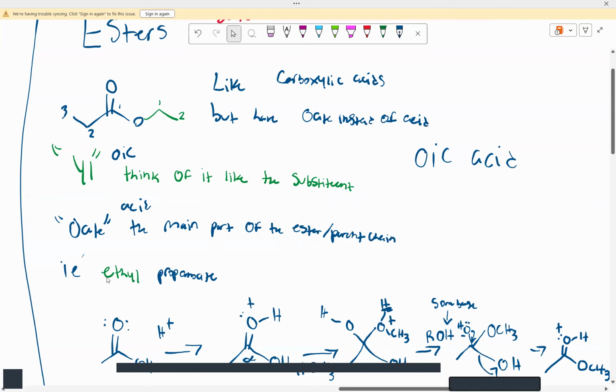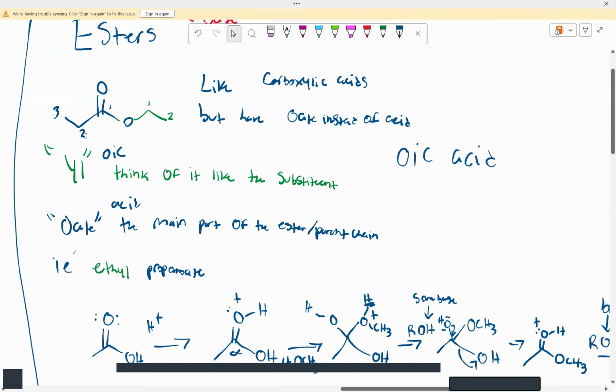So what do I mean by that? In green, I have the ethyl. So that's one and two. So it's ethane, so it'll be ethyl, and then propanoate because it has the carbonyl here. And then there's one, two, three carbons. So that's propanoate. So propane to propanoate.